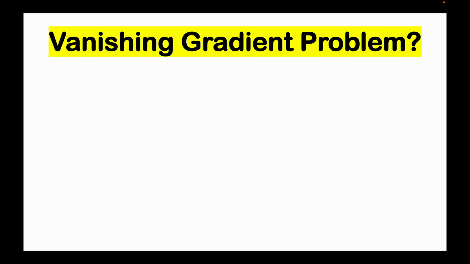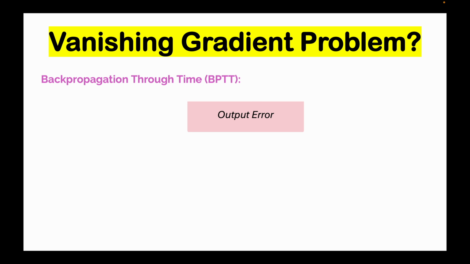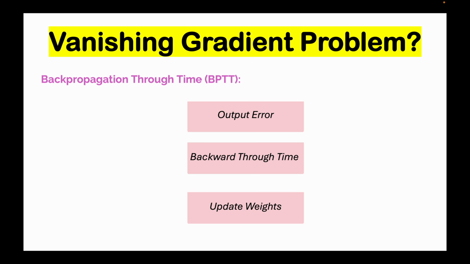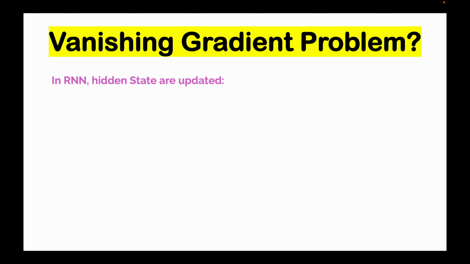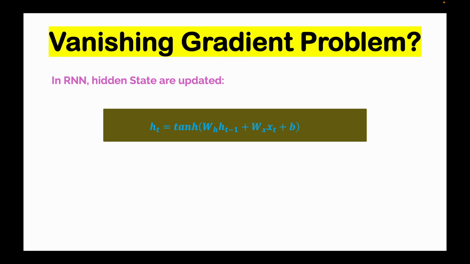To understand why LSTMs exist, we need to know that standard RNNs struggled with the vanishing gradient problem. Let's recall backpropagation through time or BPTT. So during training, there is the output error, then backward through time, and then update weights. The gradient must travel through many time steps. In a standard RNN, hidden states are updated across time steps using matrix multiplication. So this is the equation for that.